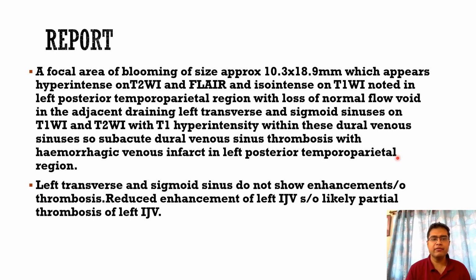So this is the report that I had given. There was a focal area of blooming of size approx this, which appears hyperintense on T2 and FLAIR and isointense on T1, noted in the left posterior temporoparietal region, with loss of normal flow void in the adjacent draining left transverse and sigmoid sinuses on T1 as well as T2 weighted images, with T1 hyperintensity within these dural venous sinuses, suggesting a subacute dural venous sinus thrombosis, along with hemorrhagic venous infarct in the left posterior temporoparietal draining territory.